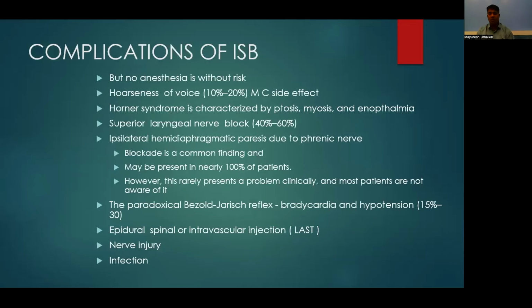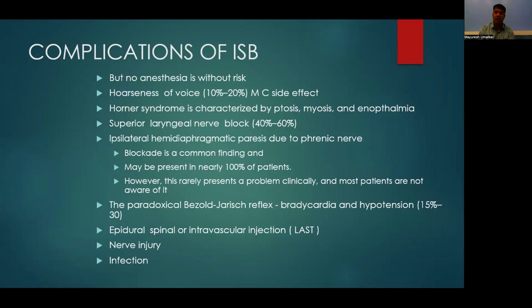Complications of interscalene block. No anesthesia is without risk. Hoarseness of voice due to recurrent laryngeal nerve block. Horner syndrome due to seepage of the drug to the stellate ganglion. Superior laryngeal nerve block. Now, ipsilateral hemidiaphragmatic paresis due to phrenic nerve block is very common.